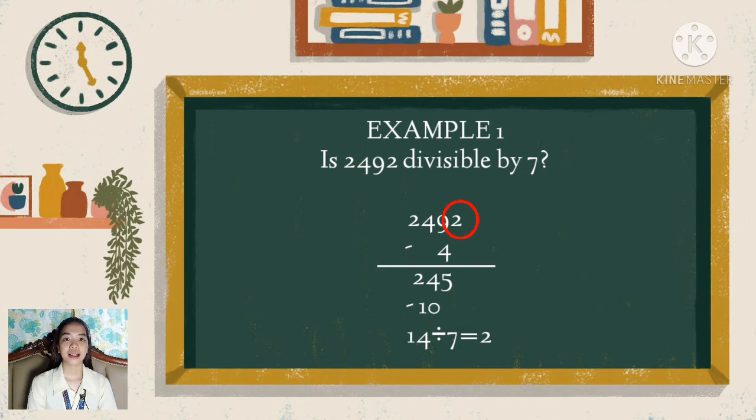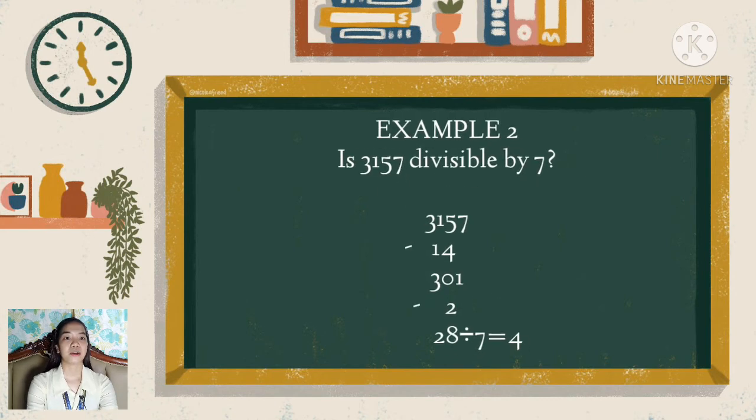We need to take again the last digit, which is 5, and double it. 5 times 2 is equal to 10. So we need to subtract the double number again from the remaining number. 4 minus 0 is equal to 4. 2 minus 1 is equal to 1. So we need to know if 14 is divisible by 7. 14 divided by 7 is equal to 2. So therefore, 2492 is divisible by 7.